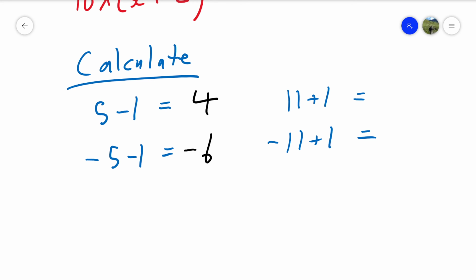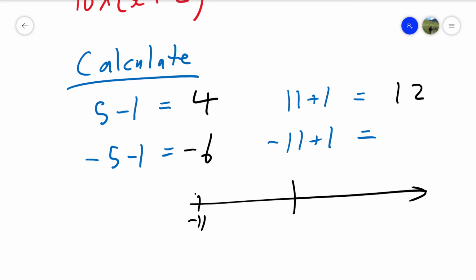4 minus 6, 12. Oh, this is difficult. Do you know what? I'm going to be careful here. I'm going to imagine a number line, that's minus 11. Then when I add 1 to it, it takes it to minus 10.